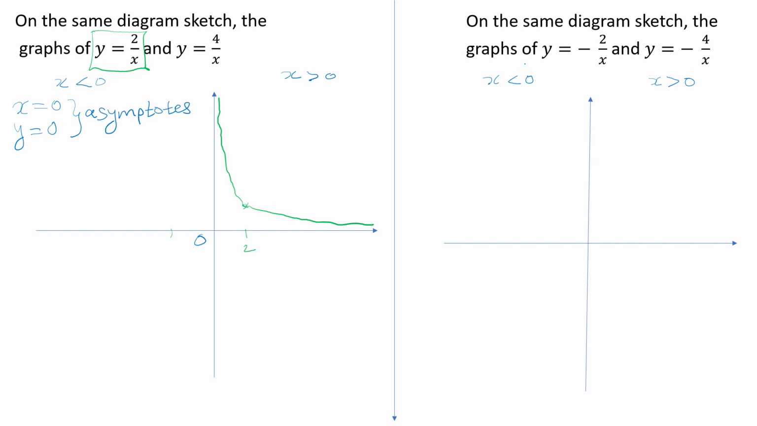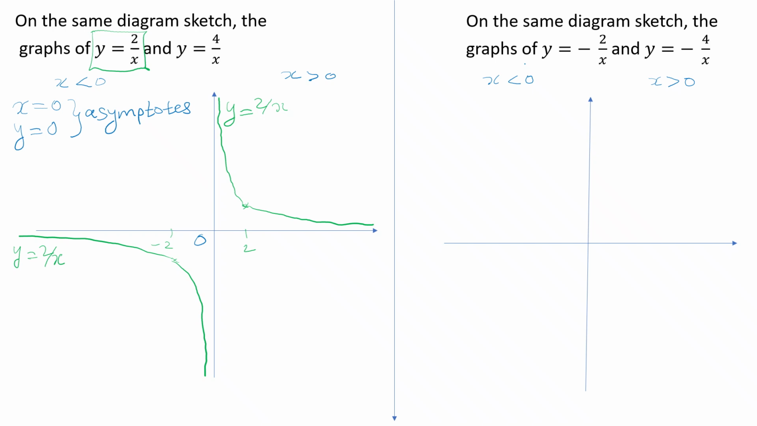Let's see if x equals -2, y is -1. So when x increases on the negative side, y is getting smaller this way. So the graph is going to be this. So let's label this graph: y equals 2 over x.